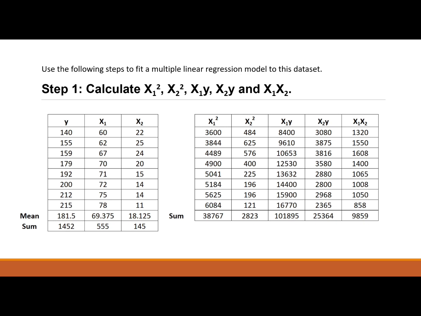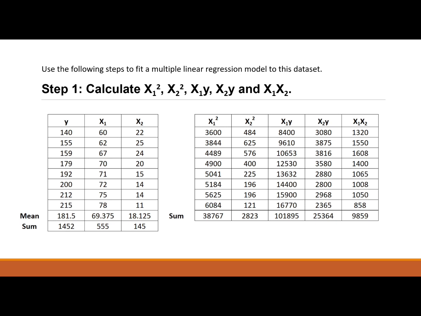So in x1, we get the total of 555, then divided by 8, we get the mean of 69.375. For the second variable, x2, we get a total of 145 divided by 8, which are our given values here. We get the mean of 18.125.